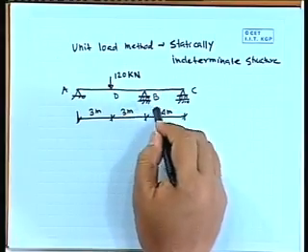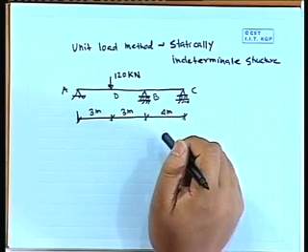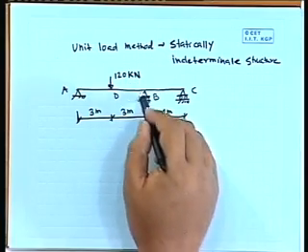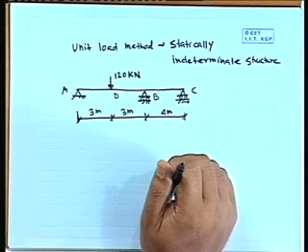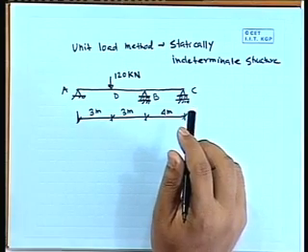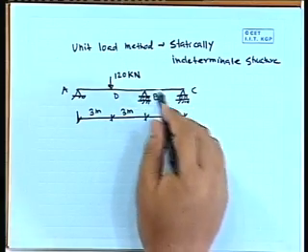Say this reaction RB produced by the support B, if we know numerically, say if someone tells that reaction will be some value, say 90 kilonewton, so we can just remove that support, put 90 kilonewton, and the problem will be a determinate one. It will be just like a determinate one, we can solve it. So our job is we have to find out the value of that additional support reaction. If that is known, we can solve the problem. Now this problem we can handle like this.